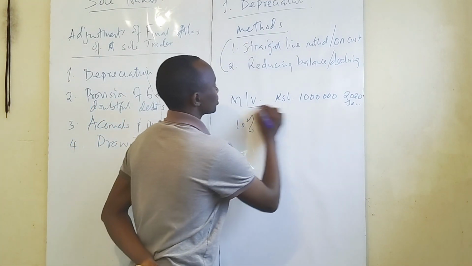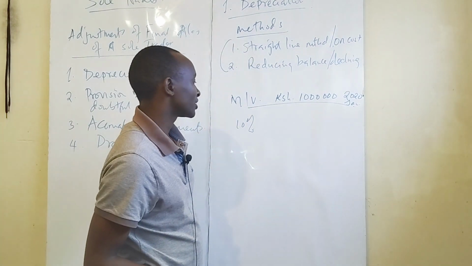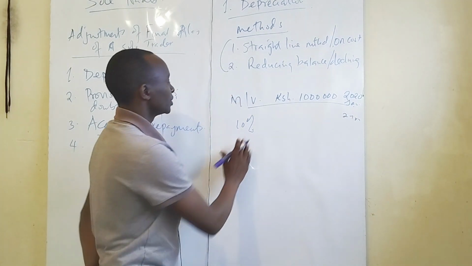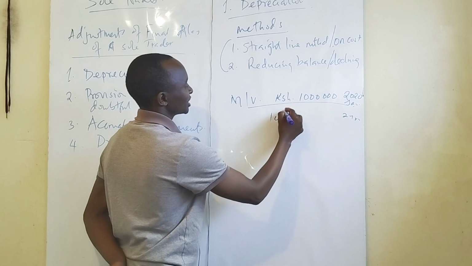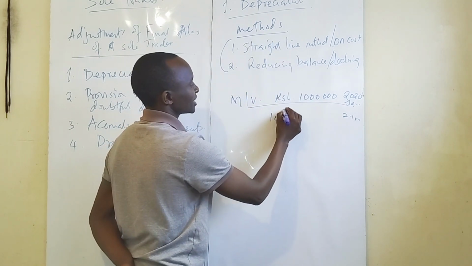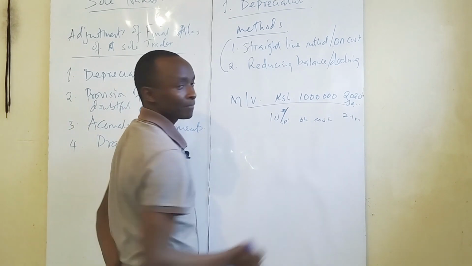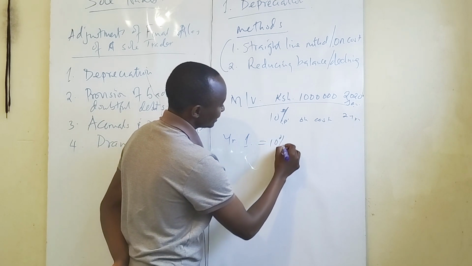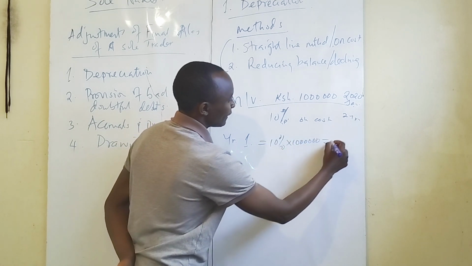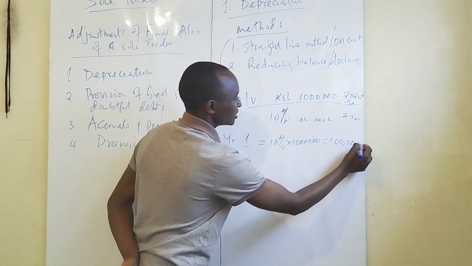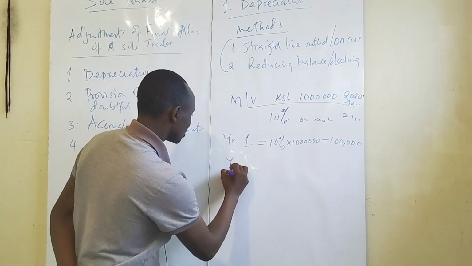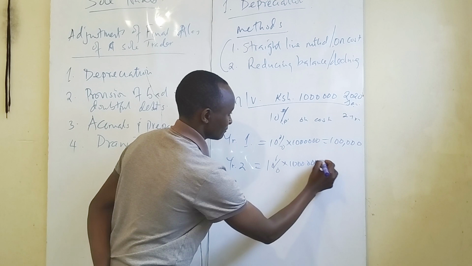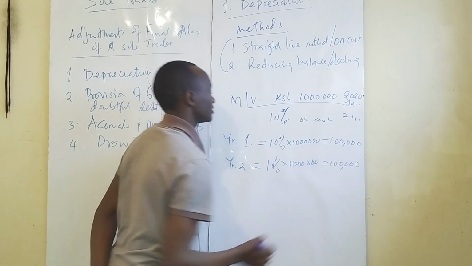So let's say this motor vehicle was purchased at 1 million in 2020 January, and maybe it has stayed in the business for 2 years. So you have year one, and the provision of depreciation is 10% straight line or on cost. So it means year one, the motor vehicle depreciated at 10% of 1 million, which is around 100,000. Yes. And then year two, it will be the same 10% of 1 million, which is 100,000.